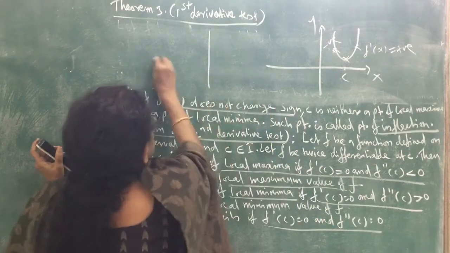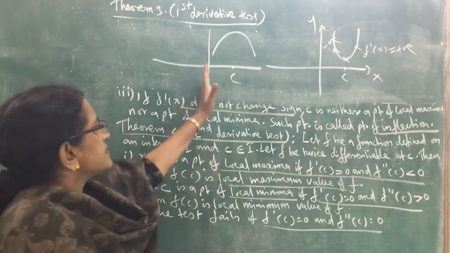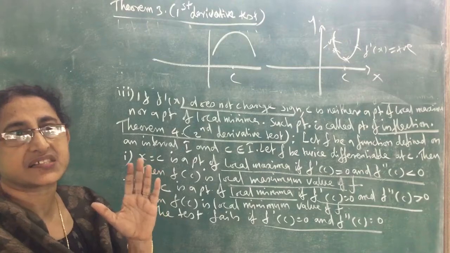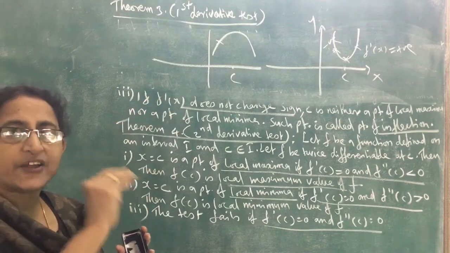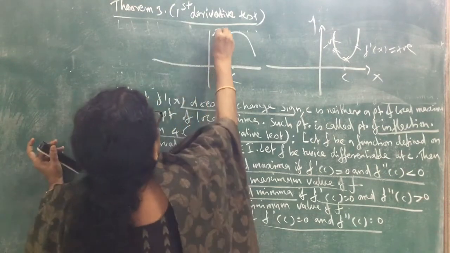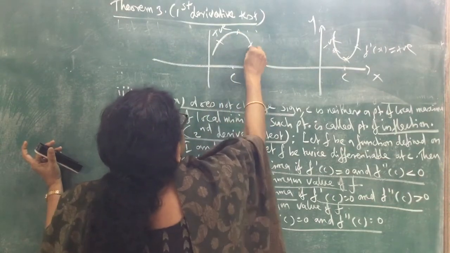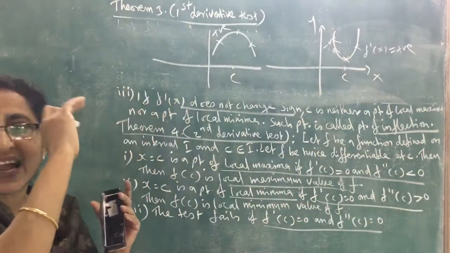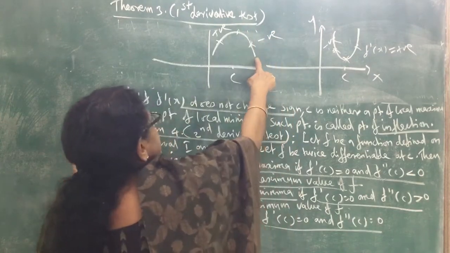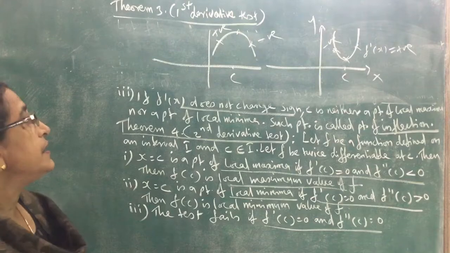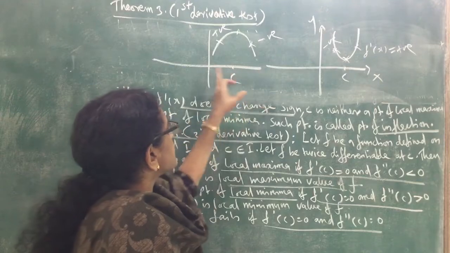Now consider this other case. Suppose this is the point c. As x increases through c, before c the function is increasing, so the sign of f dash x is positive. After the point the function is decreasing, so the sign of f dash x is negative. So f dash x changes sign from positive to negative as x increases through the point c.